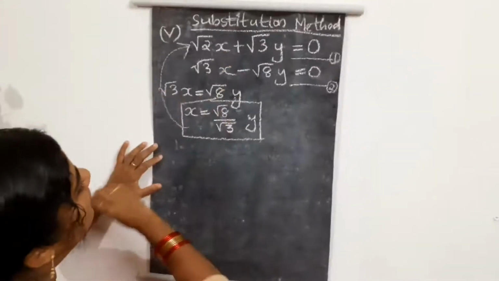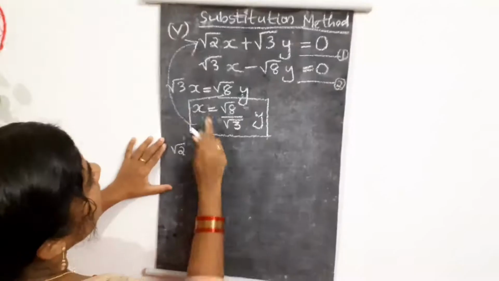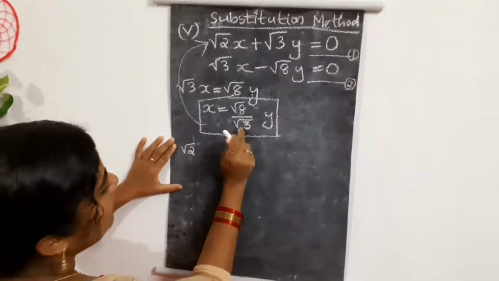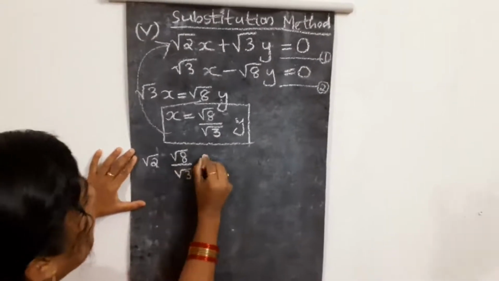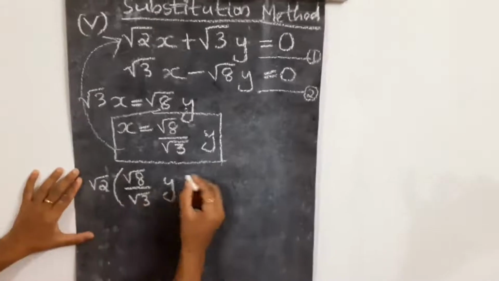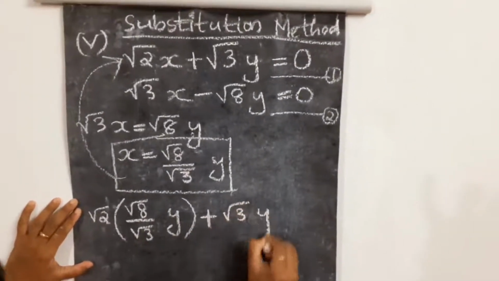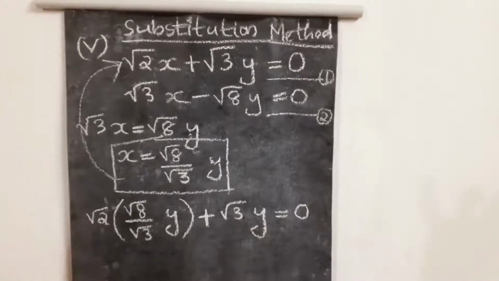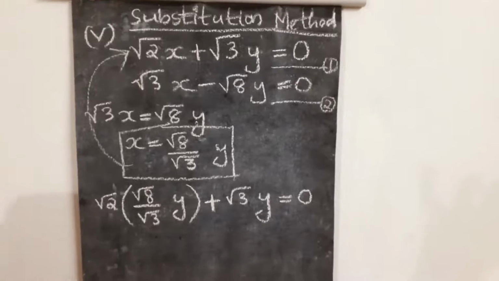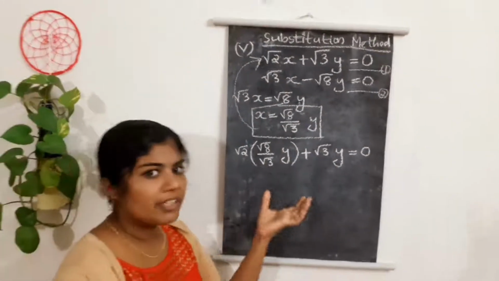So when I am applying root 2x, in the place of x we can write root 8 by root 3 y, plus root 3y equal to 0. Now we wrote it like this. Don't think there are complications.